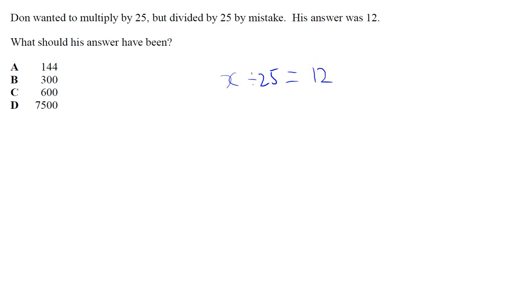But Don wanted to multiply by 25. So what we want to know is x times 25 equals what? So let's first start by finding x. To do so, we need to multiply both sides of this first equation by 25. Doing that will mean that this 25 cancels out with the divided 25, and we're only left with x is equal to 12 times 25.